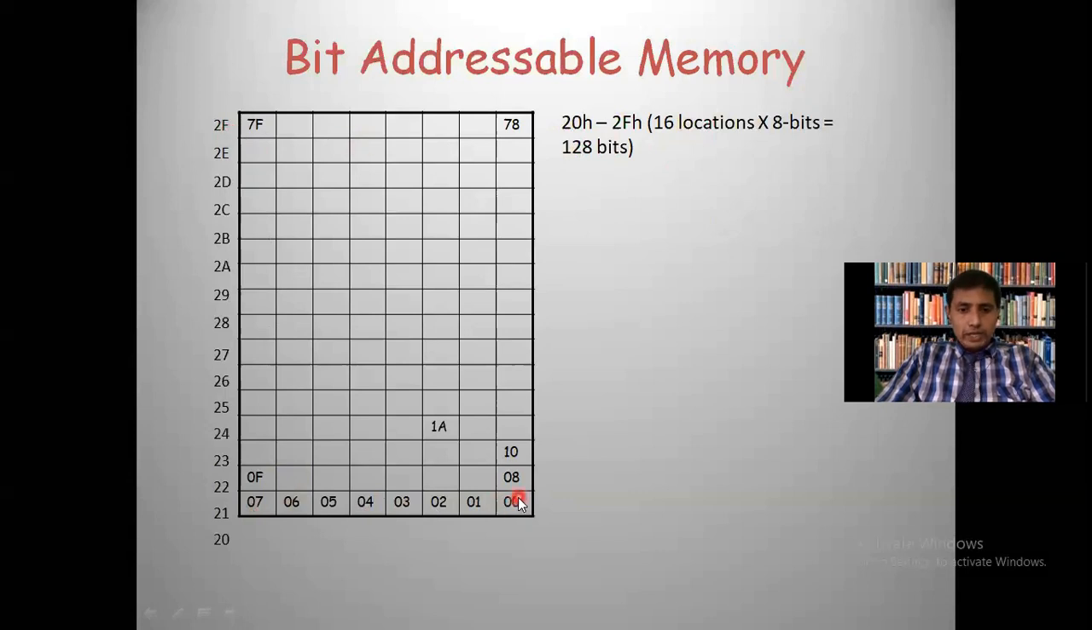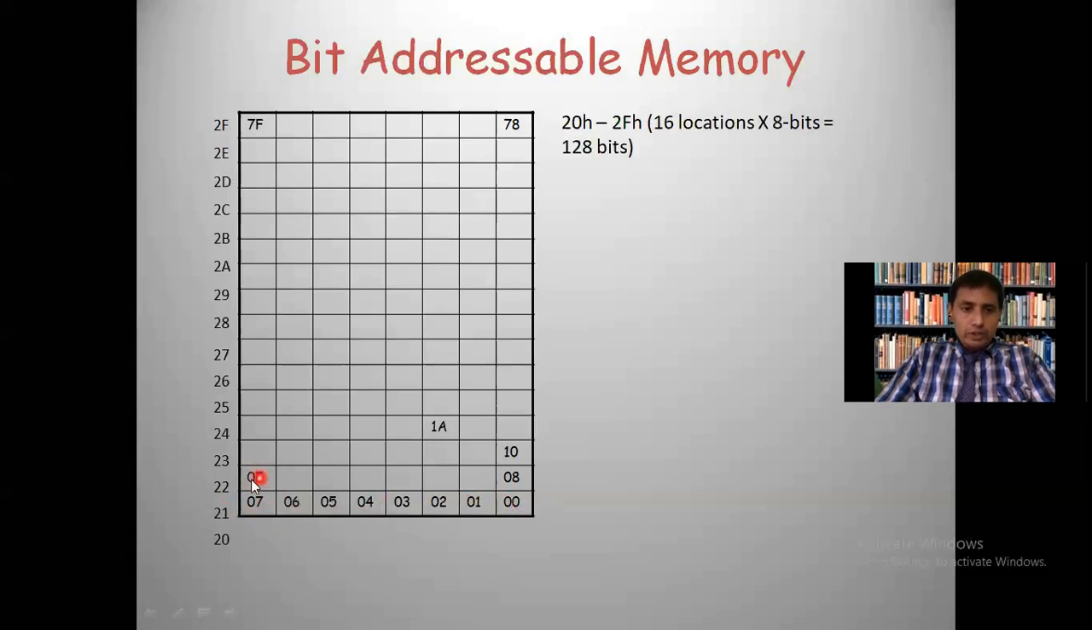Now let's suppose, for example, this is bit 0. This bit 0 has bit address 00H and its byte address is 21H. Similarly, assume this is D0, D1, D2, D3, like that up to D7. D7 bit address is 07H and byte address is 21H. So for all these 8 bits, the byte address is the same and the bit address is changing.